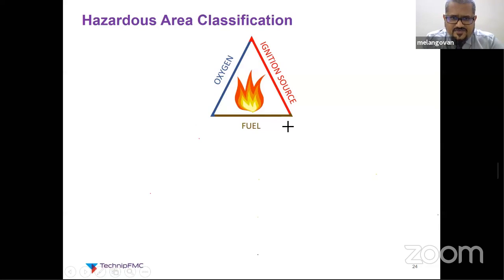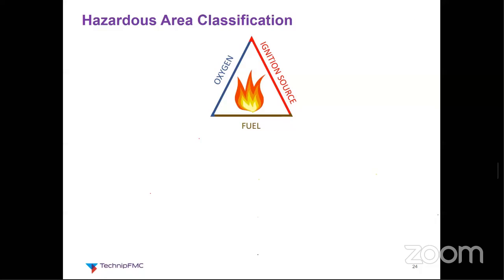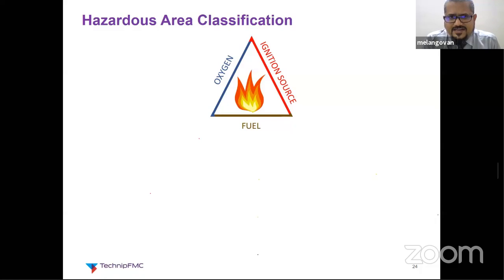So this is a typical fire triangle. Everybody knows about this, hopefully. For any fire, we need oxygen, fuel, and an ignition source. As you know, fire is a reaction between the fuel and oxygen. That is an oxidation reaction, you can say. So to initiate that reaction, we need to have the ignition source or energy.